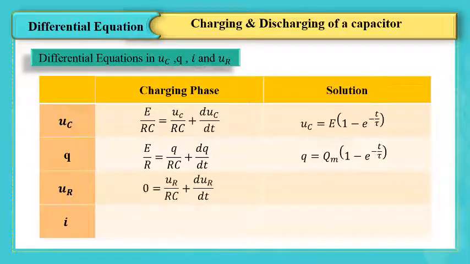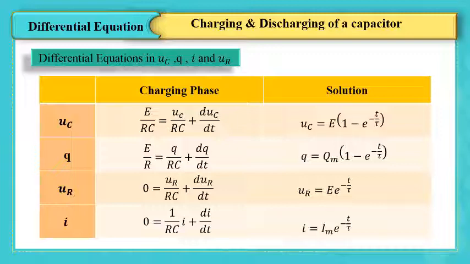For UR, the differential equation is 0 equal UR over RC plus dUR over dt, and its solution is UR equal E exponential minus t over tau. For I, the differential equation is 0 equal 1 over RC I plus dI over dt, and its solution is I equal Im exponential minus t over tau.